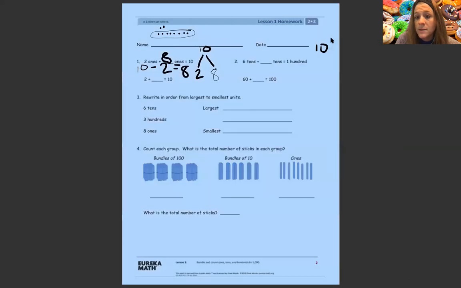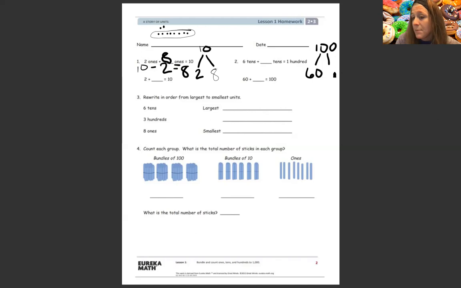Oh no, here Mrs. Klein goes again. Okay, 100, there we go. Okay, and we know that 6 tens is what number? What number is 6 groups of 10? 60, good job guys. Okay, so 60. So 60 plus how many more groups of 10 equal 100?